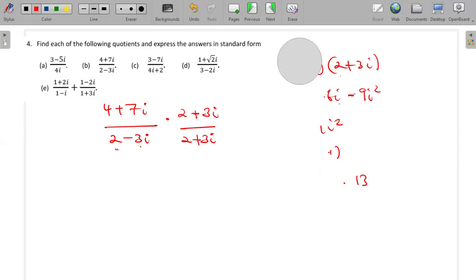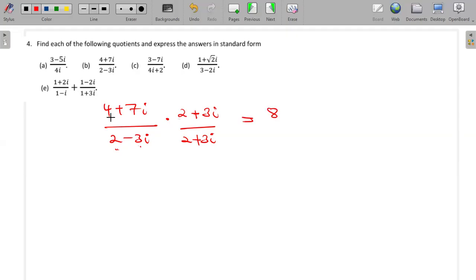Okay, having established that, here on top, you multiply the 4 by the 2. The 4 by 2 just gives us 8. Then 4 multiplied by 3i.